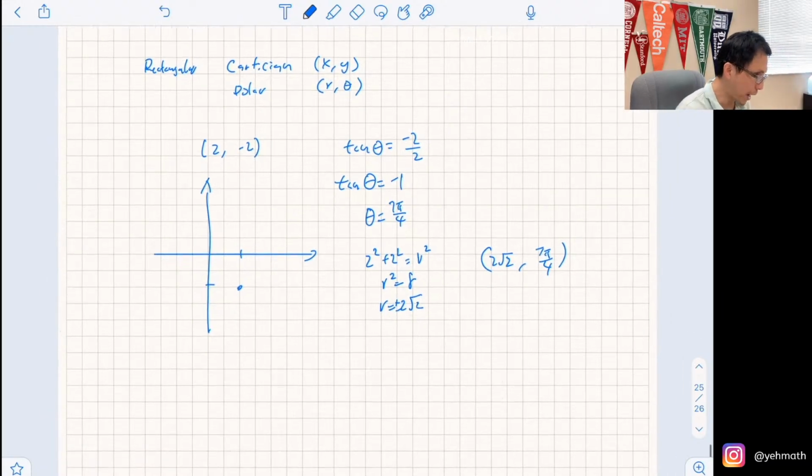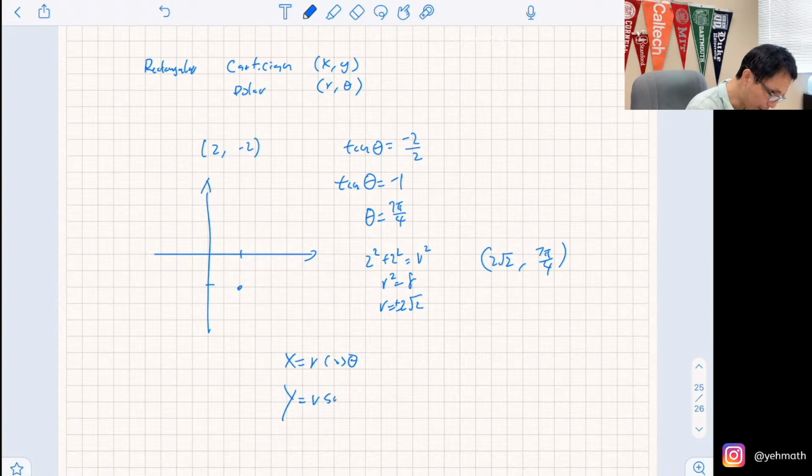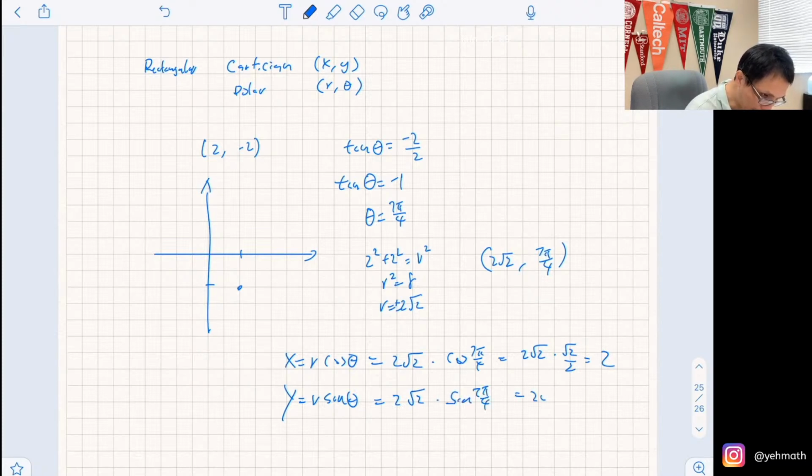Now, if you want to change it back to Cartesian, you can. So x equals r cosine theta, and y equals r sine theta, and just implement it. 2 square root 2 times cosine of 7 pi over 4. That becomes positive square root 2 over 2, so it ends up to be 2. And y is 2 square root 2 times sine of 7 pi over 4, so that's equal to 2 square root 2 times negative square root 2 over 2. So this is -2. Therefore, you convert back. And remember, this is just some basic things that we covered yesterday.